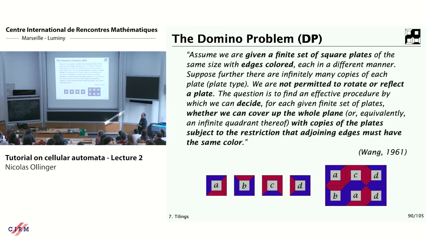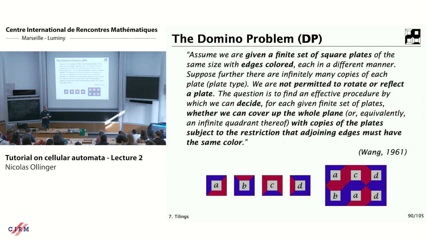But the problem talks about plates. Now we are more used to using unit squares with colored edges, but maybe plates is a better way to see it. So you have a finite collection of unit squares with colors on the edges, which are given to you. Here I have four of them, A, B, C, D. Each of those squares has these nice colors, and you are allowed to take as many copies of each plate as you want. You are not allowed to rotate or flip your unit square. You can only translate the square in the plane.